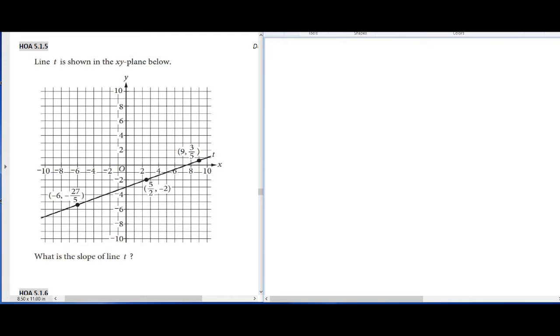Now they just ask for the slope of line t. They already gave you how many points? 3 points.